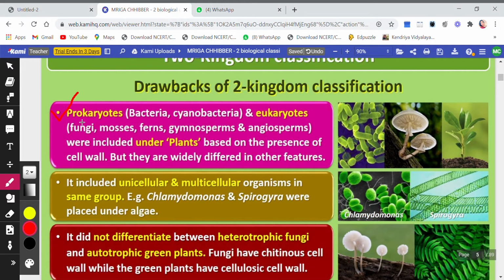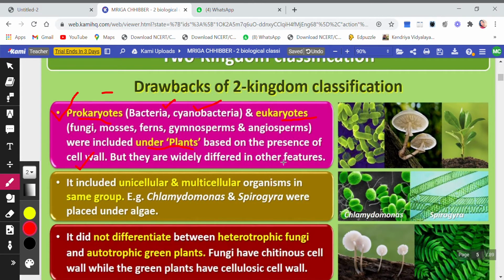First one was prokaryotes. You know what prokaryotes are? Organisms which are unicellular, which do not have a well-defined nucleus, they do not have membrane-bound organelles. So those are called prokaryotes. Those who were prokaryotes like bacteria, cyanobacteria, and the eukaryotes which have a well-defined nucleus, which have all the organelles, like fungi, mosses, ferns, gymnosperms, were all included under plants. That means both of them were considered under one category. Based on the presence of cell wall, because both of them have cell wall, they were placed under the same category, that is plants.